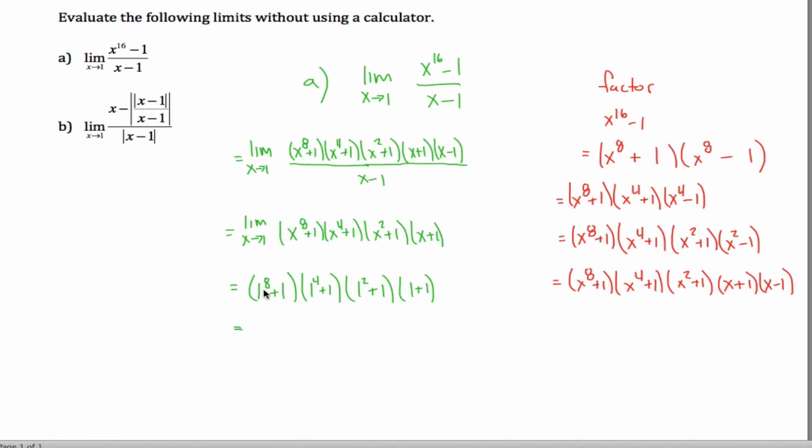Let's see, 1 to the 8th power is 1 times 1 times 1, blah, blah, blah, 8 times. That's just 1. 1 plus 1 sounds like 2. 1 to the 4th power, 1 times 1 times 1 times 1 is 1. 1 plus 1 is 2. Probably see the pattern that's going on here. All 4 of these factors are just equal to 2. 2 times 2 times 2 times 2 is equal to 16, which is what this limit is equal to.